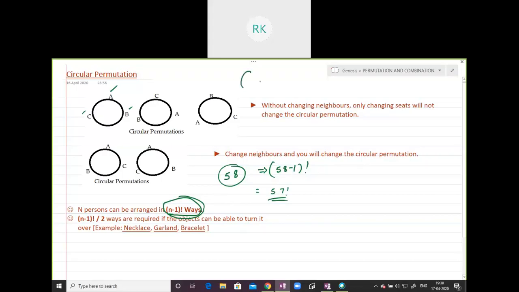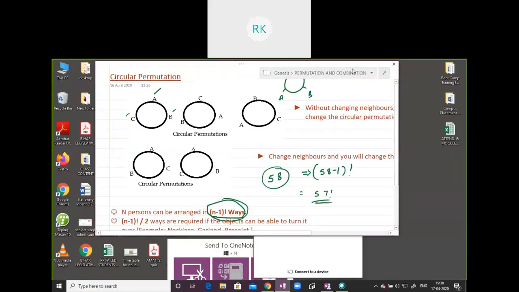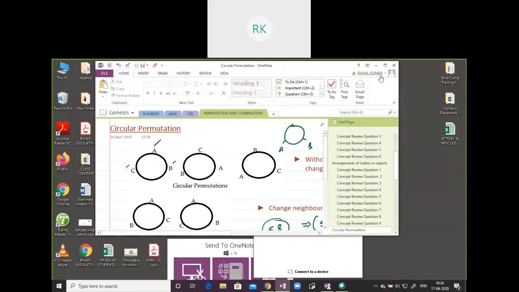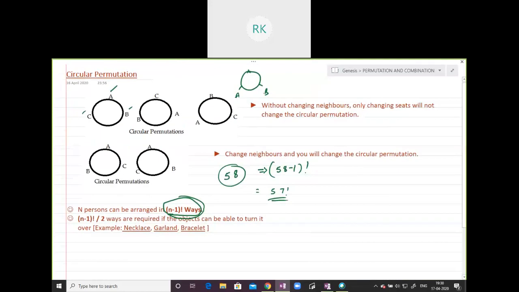Let's say A, B and C. Okay, this is C. So let's say I'll keep A constant, right? I will arrange here. C can come here, B can go there. That's all. Only two ways we can arrange, not more than two ways, right? So also you can find out who is right of A, right of C, or left of C, right of B, left of B, and you will get different arrangements. I hope you would have understood.